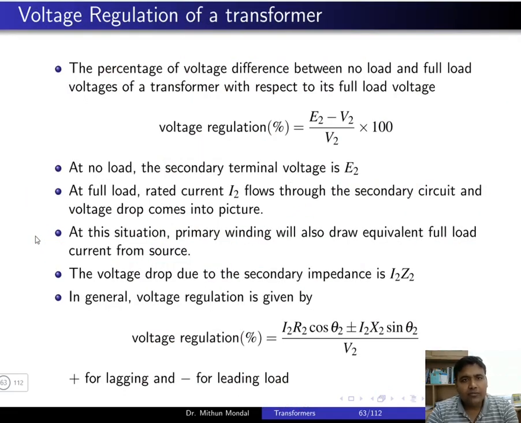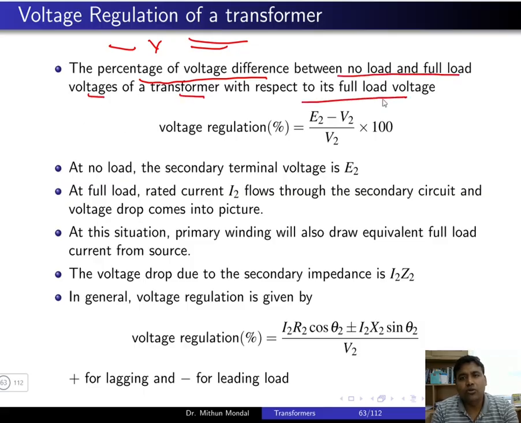The next topic that we are going to take is: what is the voltage regulation of a transformer? What is voltage regulation, how do we define it, and how do we calculate it for a transformer, that we are going to see. We have seen voltage regulation in the case of a DC machine too, so let us see it in terms of an AC machine. The percentage of voltage difference between the no load and full load voltage of a transformer, with respect to the full load voltage, is known as the voltage regulation.